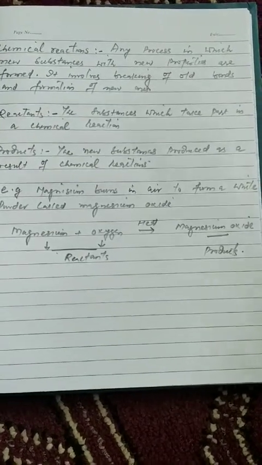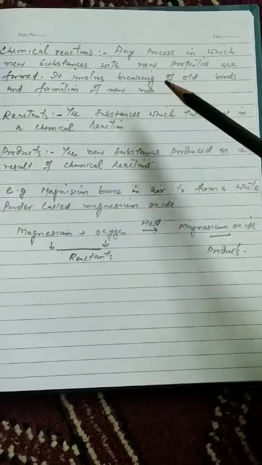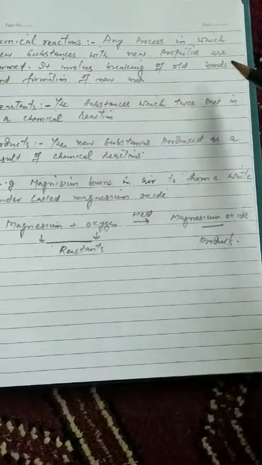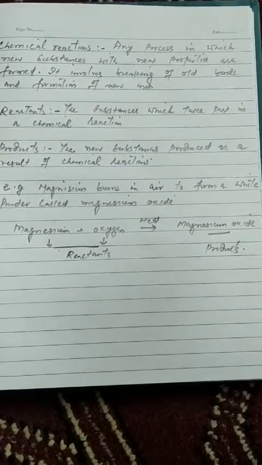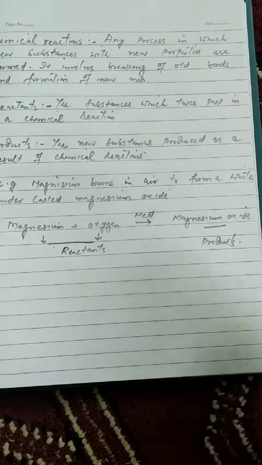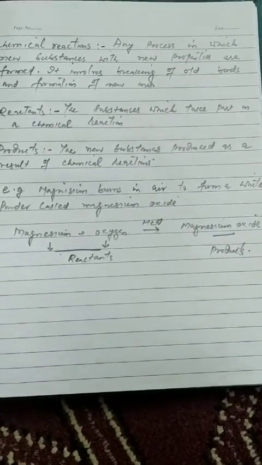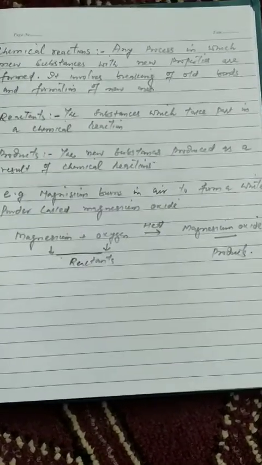I have simply written the definition of the chemical reaction, and it is any process in which new substances with new properties are formed. So any process in which new substances with new properties are formed is what we call a chemical reaction. A chemical reaction always involves breaking up the old bonds and the formation of new ones. One of the very important things related to the chemical reaction is that breaking up old bonds and formation of new bonds takes place simultaneously.